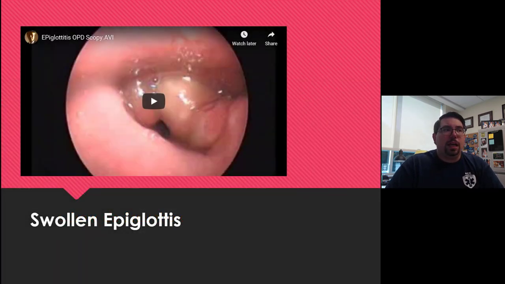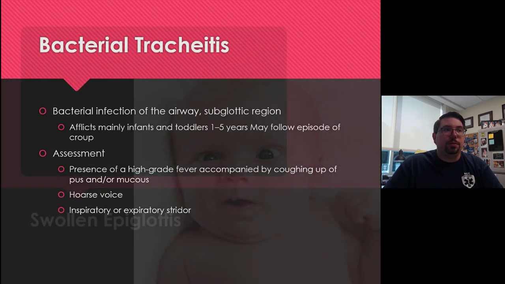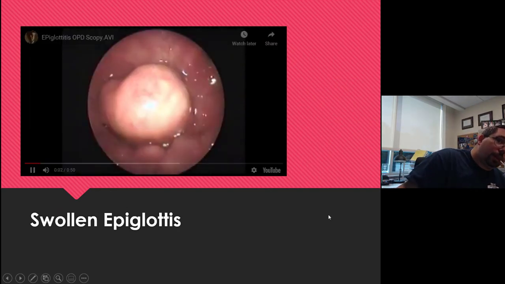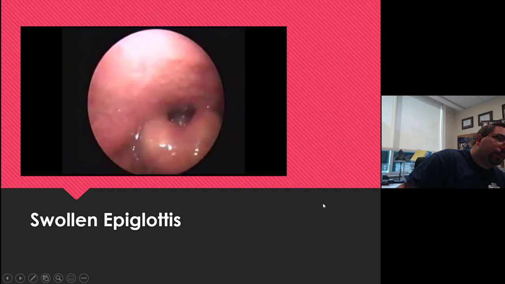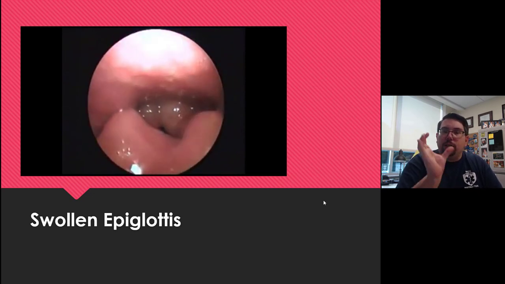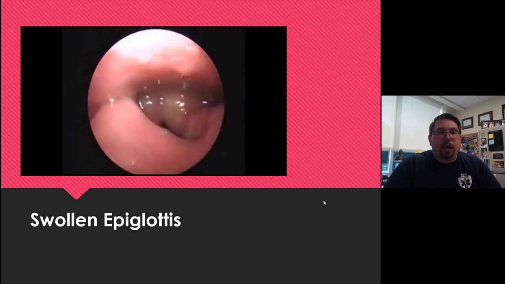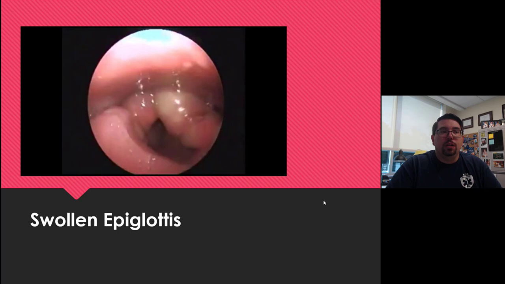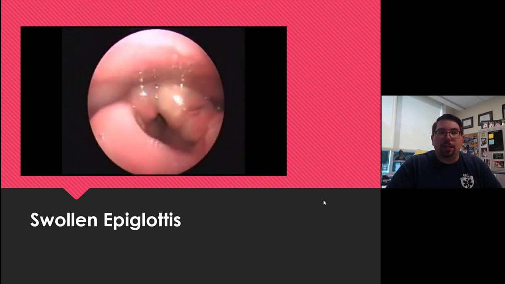Let's take a look at an endoscope of a swollen epiglottis, just to give you a visualization of what this would look like in a patient. Again, remember, we do not visualize the epiglottis in a case of epiglottitis. This is just for educational purposes. You can easily see how small that airway is. We know that in peds, the epiglottis is more omega-shaped, bigger and floppier in general. And then when you add that inflammation, look at the little teeny tiny airway passage you have in this patient.